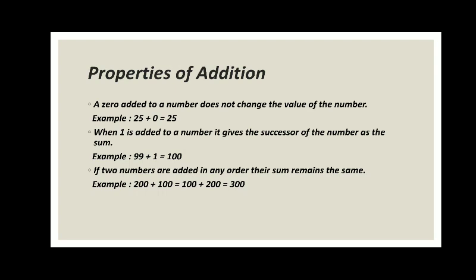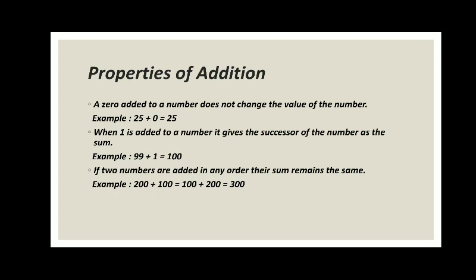the properties of addition. A zero added to a number does not change the value of the number. For example, if 0 is added to 25, the sum remains the same. That is, it will be 25 only. When 1 is added to a number, it gives the successor of the number as the sum. For example, when 1 is added to 99, the sum is 100, and 100 is the successor of 99.